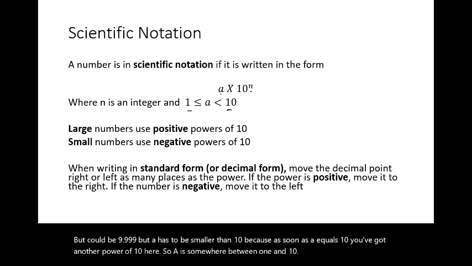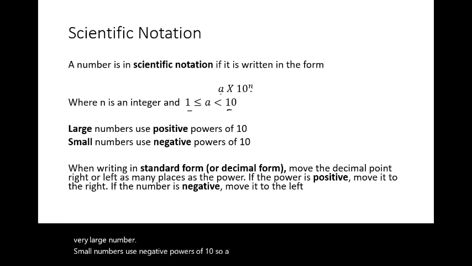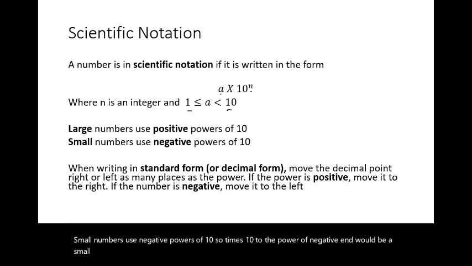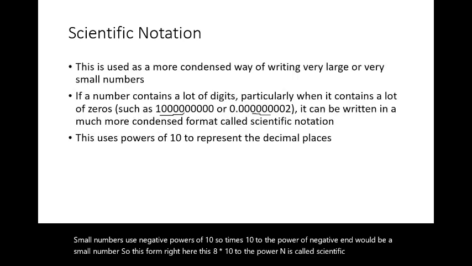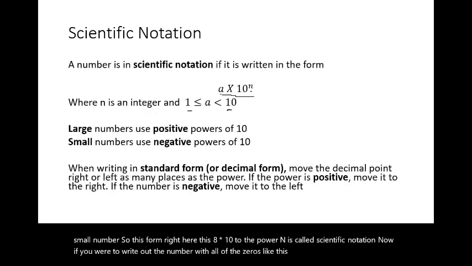Now, large numbers use positive powers of 10. So a times 10 to a positive power would indicate a very large number. Small numbers use negative powers of 10. So a times 10 to the power of negative n would be a small number. So this form right here, this a times 10 to the power n, is called scientific notation. Now, if you were to write out the number with all of the zeros, like this or like this, that is what is called standard form or decimal form.